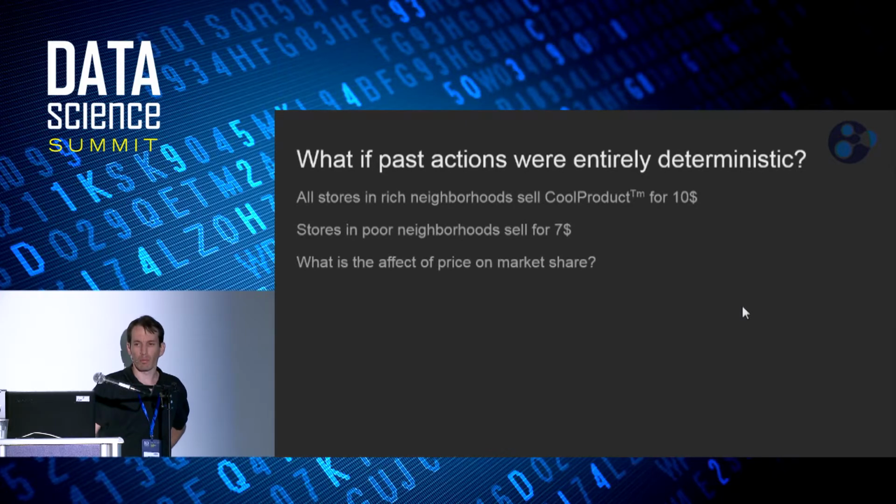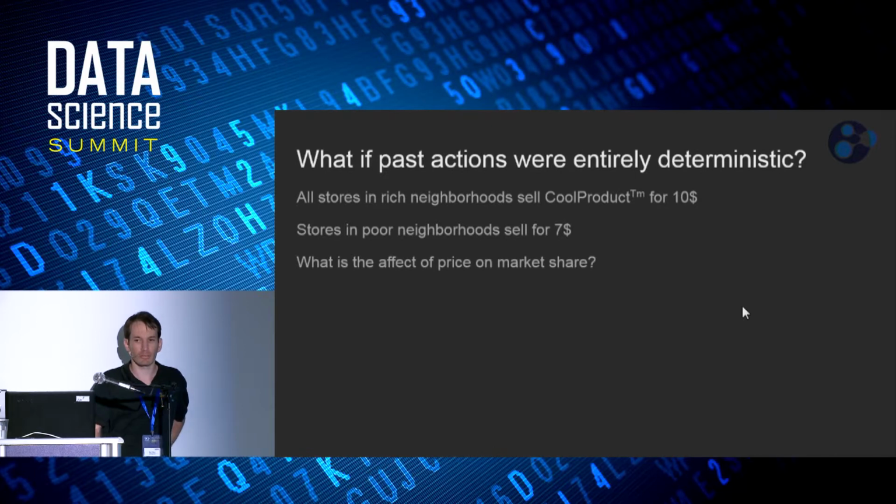We'll take a more difficult example. In some cases, past actions were entirely deterministic. We know for a fact how we made decisions. It's based on a confounder. We were choosing the price of a product based on the average income in the neighborhood. And we know it's a confounder. We can't exclude it. If we try to build a propensity model for where we did it, we'll get perfect separation. We know how we gave everything.